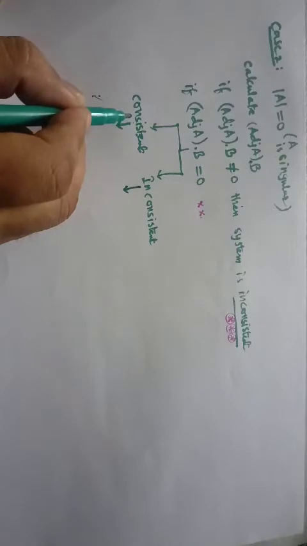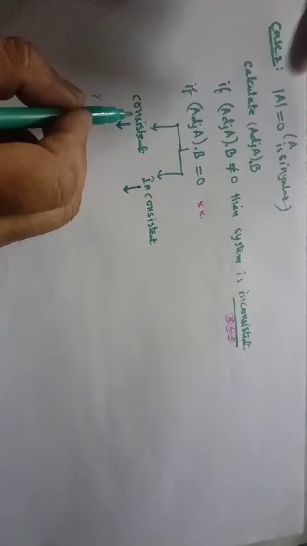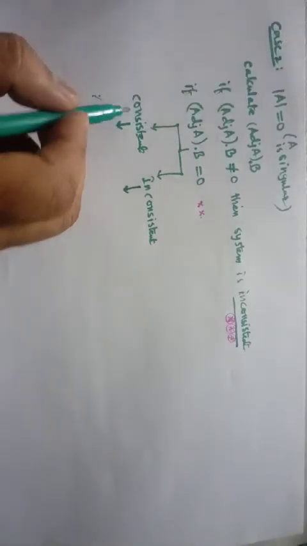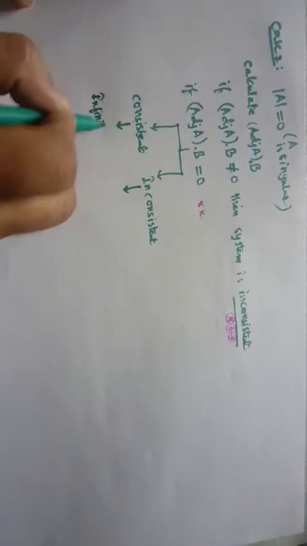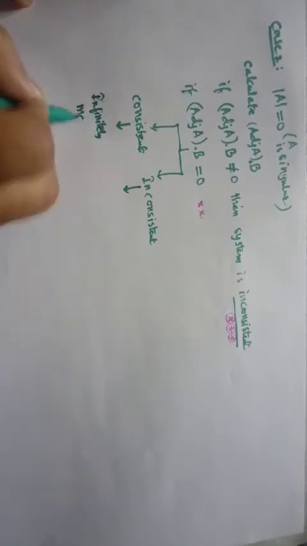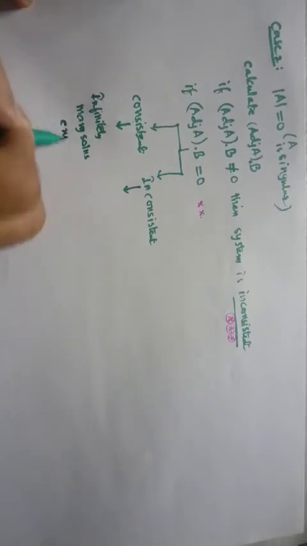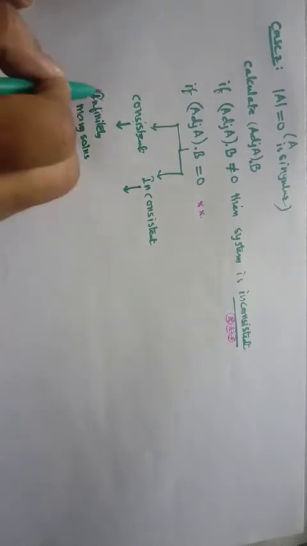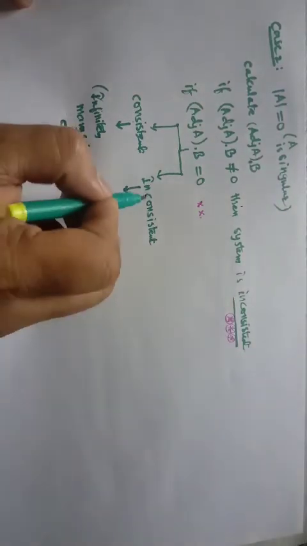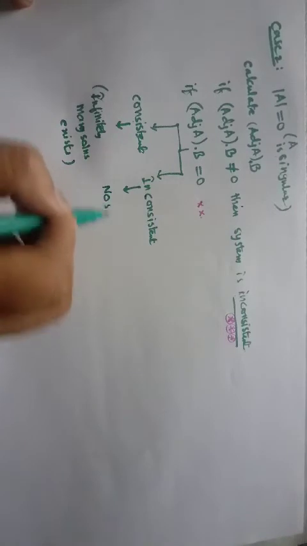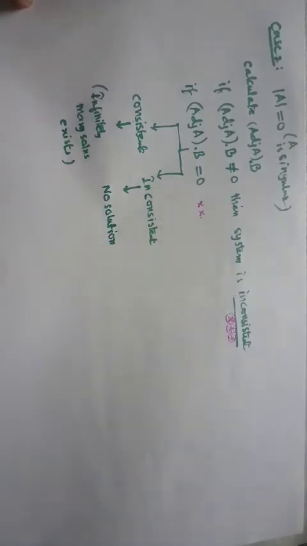System is consistent means the solution is existing. The solution is existing, but it is not unique, then definitely infinitely many solutions will exist. And in the inconsistent case, the solution is not going to exist. Solution does not exist, so no solution.